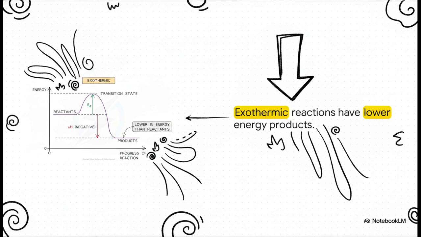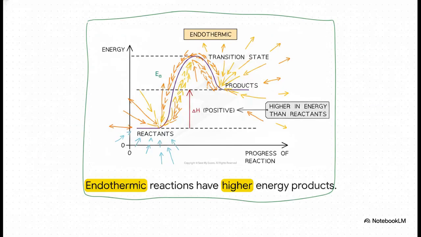But because thermal energy is transferred out to the surroundings during this exothermic reaction, the final products end up significantly lower on the chart. They literally have less energy at the end than they did at the beginning. The system's loss is the surroundings' gain. Now flip that around for this endothermic reaction pathway.